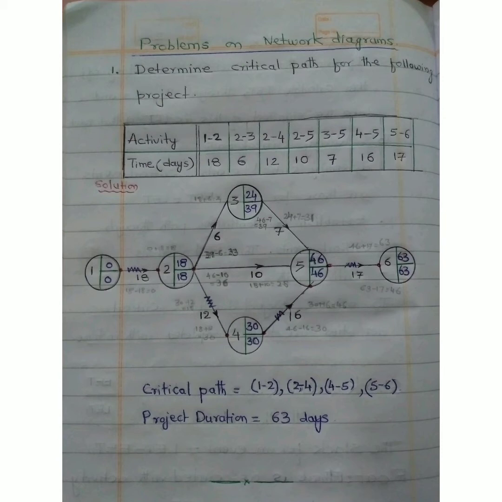Activities 2-3, 2-4 and 2-5 are drawn with arrow marks and times. Activities 3-5 and 4-5 are drawn in the same way. Activity 5-6 is drawn with an arrow mark and time. This way we have drawn the network diagram for the given data of the problem.